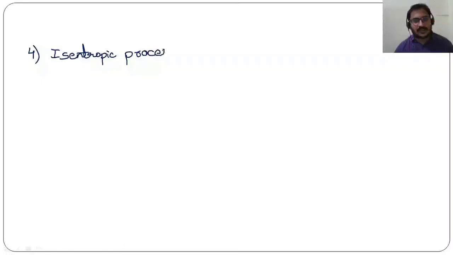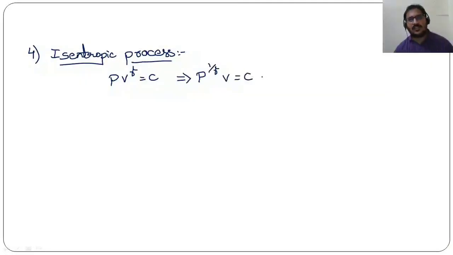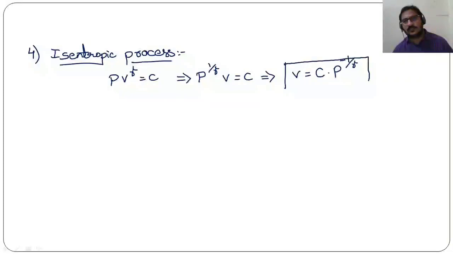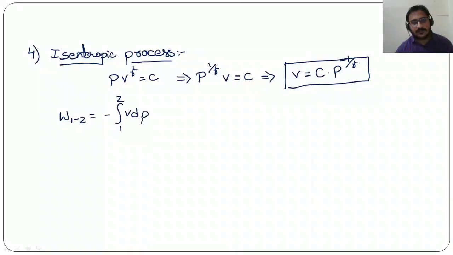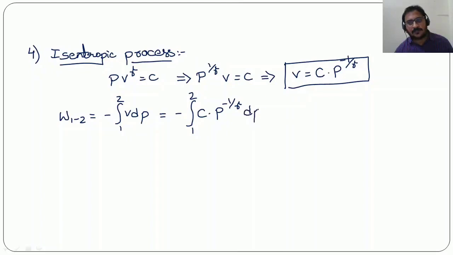So if you take isentropic process, PV power gamma equal to constant. So this can also be written as P power 1 by gamma into V equal to constant, and you can write this as V equal to C into P power minus 1 by gamma. Now the formula for work done is minus integral VdP. So this is equal to minus integral 1 to 2 C into P power minus 1 by gamma dP.